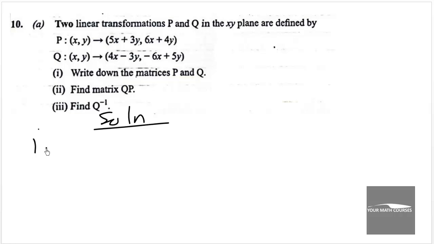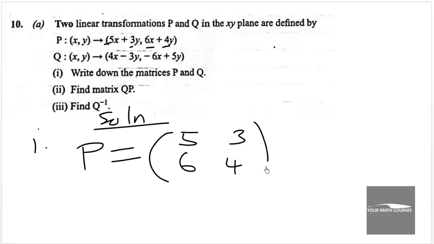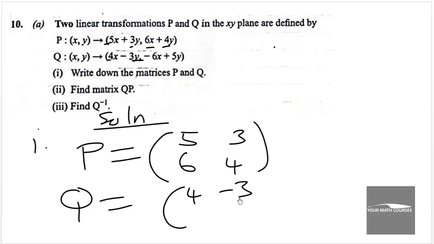So the matrix P is given by 5, 3, then 6, 4. Then the matrix Q is given by 4, -3, then -6, 5.